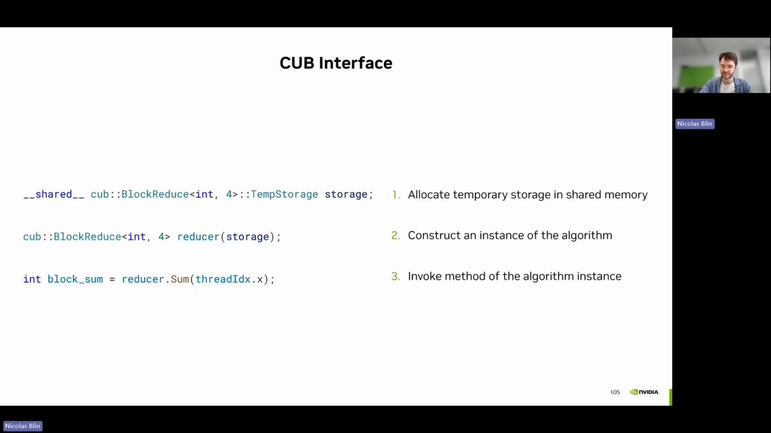If we put all of that together, the usage of a cooperative algorithm looks like this. We first instantiate the block reduction by saying we want to reduce integers, and we have a thread block size of 4. Then we allocate the temporary storage in shared memory. Next, we construct an instance of this cooperative algorithm structure. And finally, when we have this object available, we can call the cooperative algorithm from all the threads in the block.